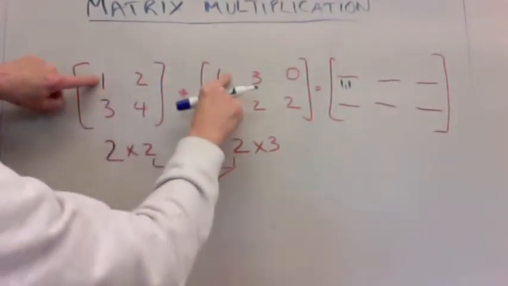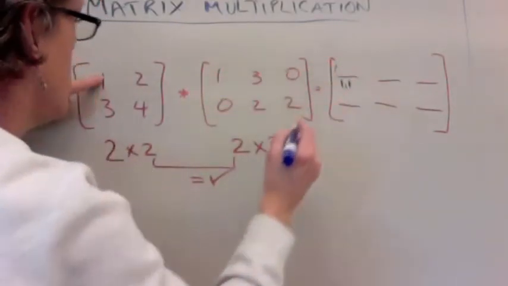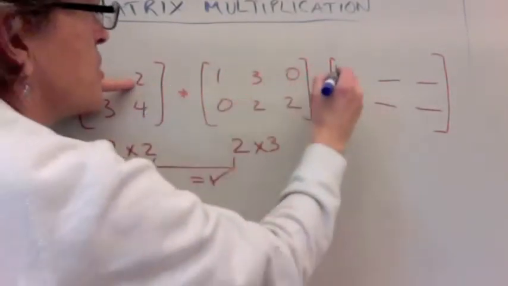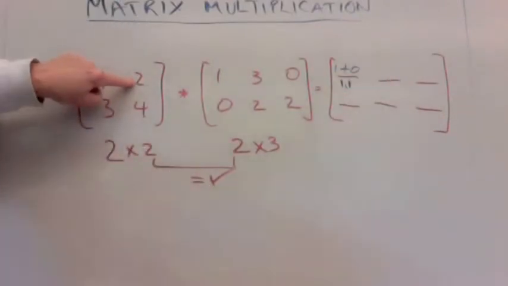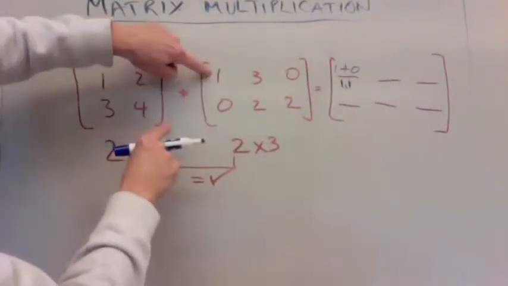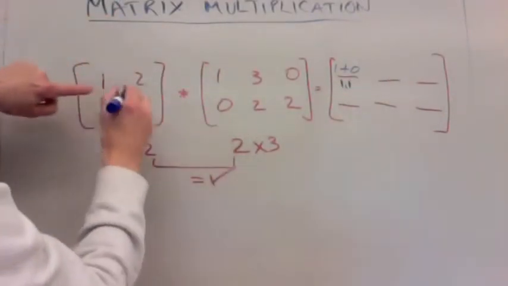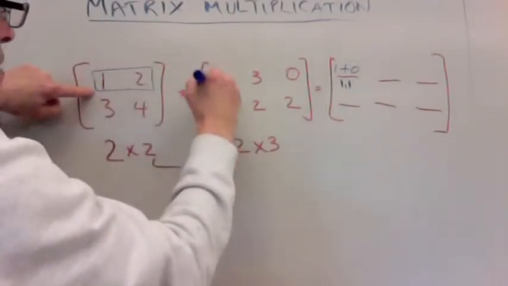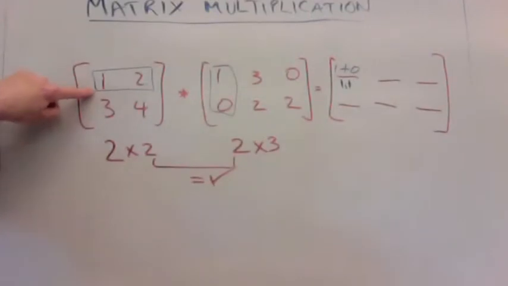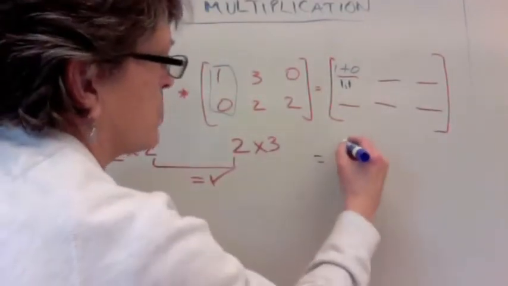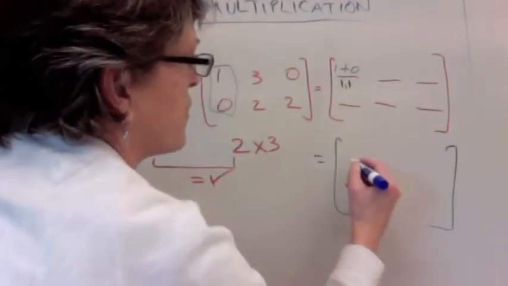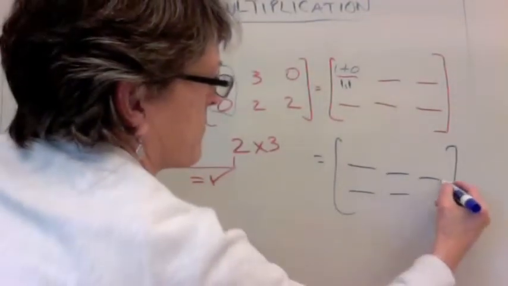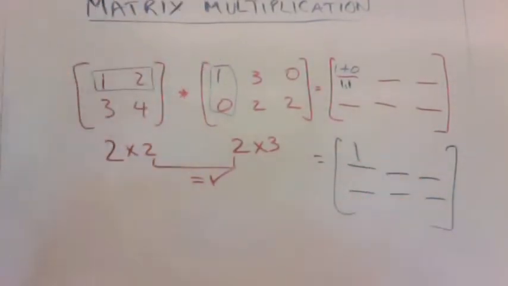So it's 1 times 1, which is 1, plus 2 times 0, which is 0. So I took this first row and I multiplied it by this first column. All right, and let's write the answer down here. So this very first entry is going to be 1.